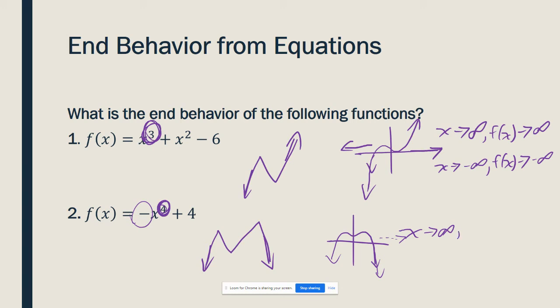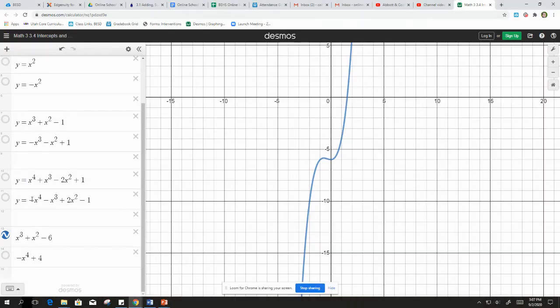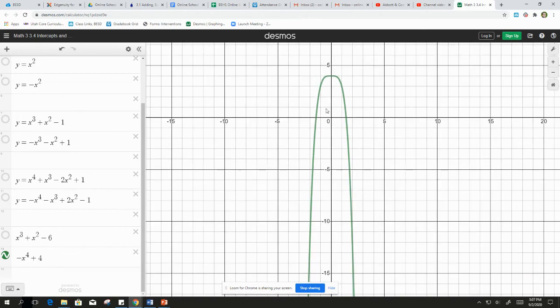So my end behavior: as x approaches positive infinity, as x goes this direction, y is going down, so f of x or y approaches negative infinity. As x approaches negative infinity, as x goes this way, y goes down, so f of x or y approaches negative infinity as well. So that's how you can determine the end behavior of a function without needing to graph it in a graphing calculator. To double check ourselves, we'll check in this calculator. And indeed, as x goes this way, y goes down to negative infinity, and as x goes this way, y goes down to negative infinity.